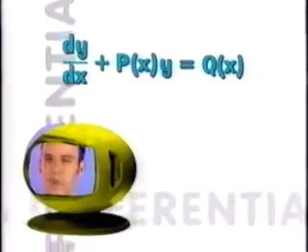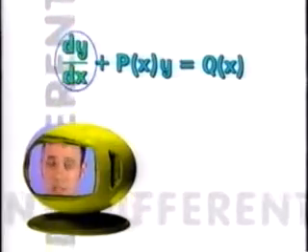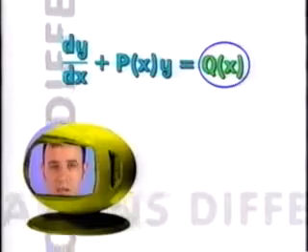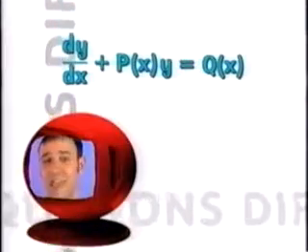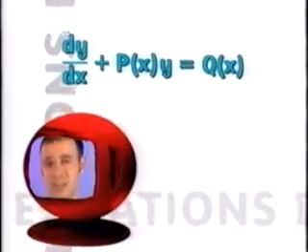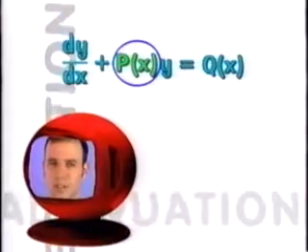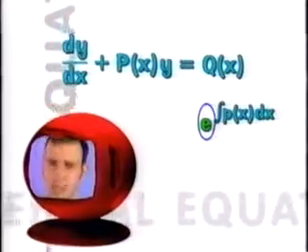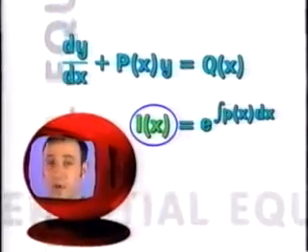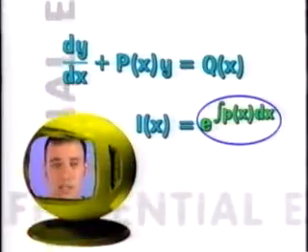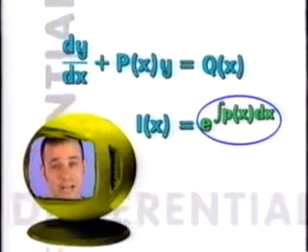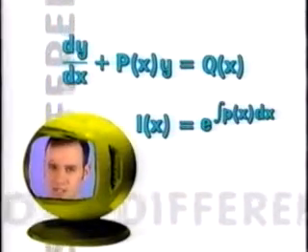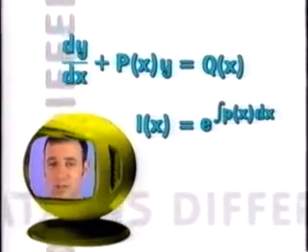Once you have your equation in the proper form, dy/dx plus p of x times y equals q of x, then the integrating factor is practically staring you in the face. To find the integrating factor, take the p of x term and put its antiderivative as the exponent of e. In other words, the integrating factor, or I of x, is e to the integral of p of x dx. This sounds like an odd thing to do, but it makes it possible to solve the differential equation.